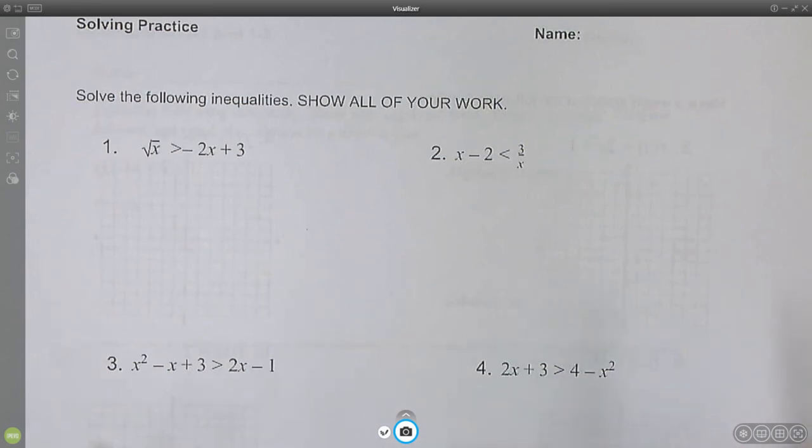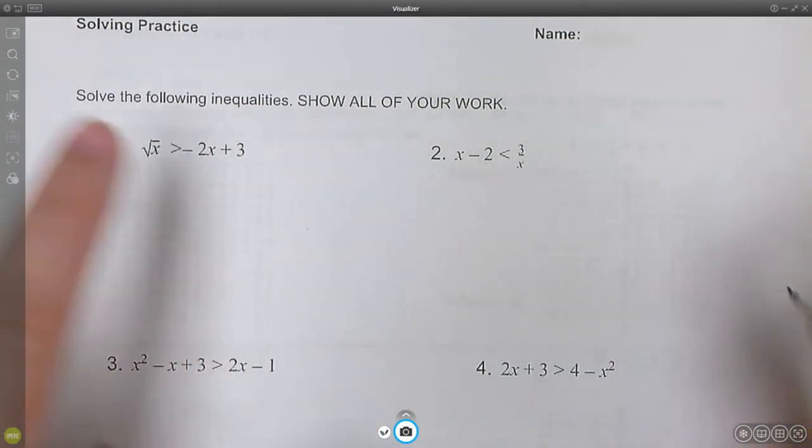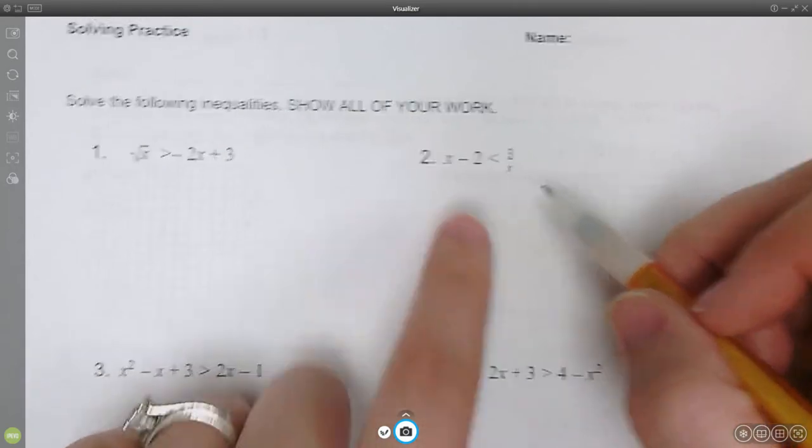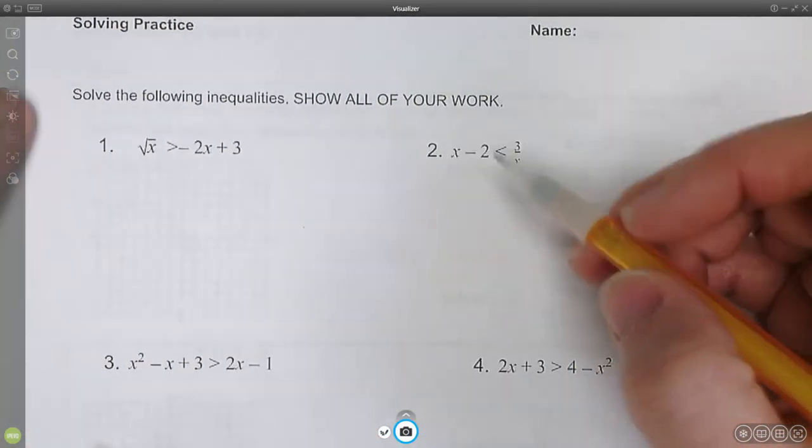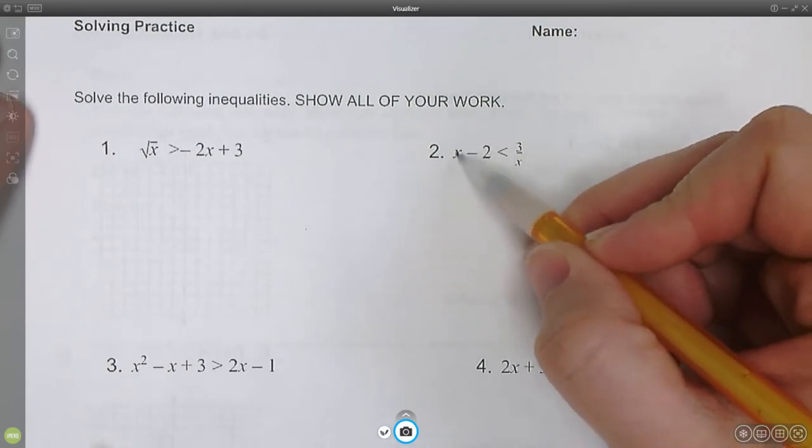Okay, so on these it says solve the following inequalities, show all of your work. Some of these are more challenging than others. I'm going to go through just a few of them. So first let's remind ourselves, when you have something where it's not equal to 0 on the other side, you're not finding x-intercepts. So this is linear.